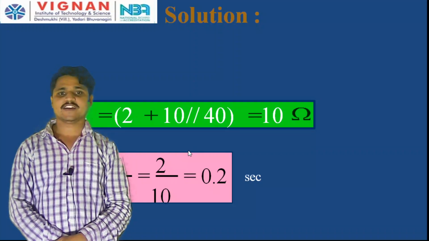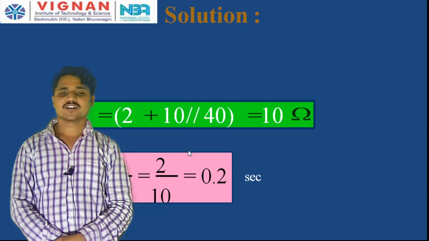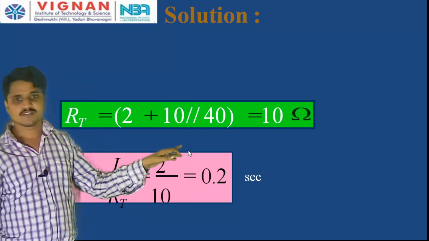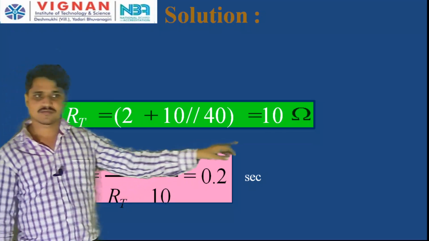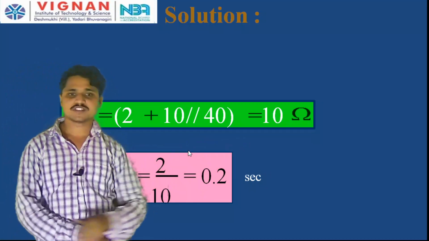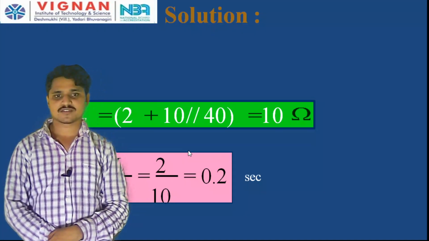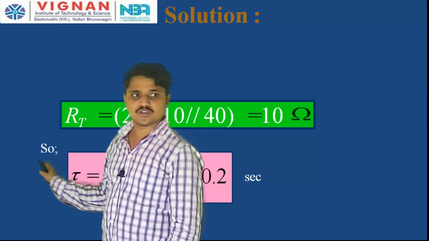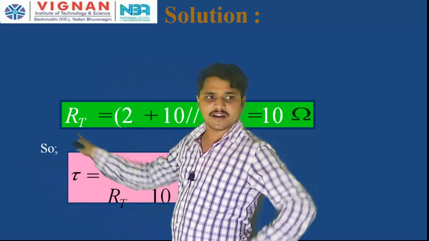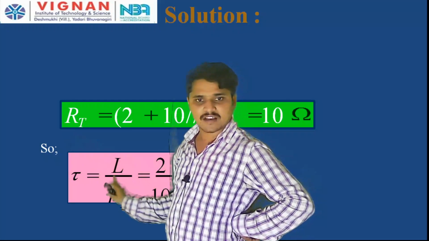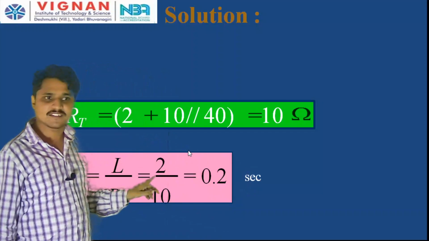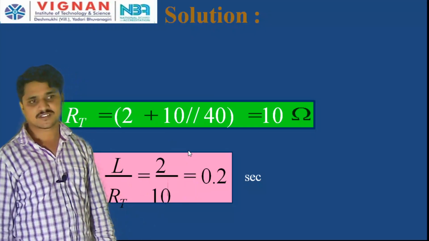12 times 40 is 480, divided by 12 plus 40, which is 52. This gives about 10 ohms, so 10 ohms is the total resistance. Therefore, tau is equal to L by R, where L is equal to 2, divided by 10. 2 by 10 is 0.2 seconds.